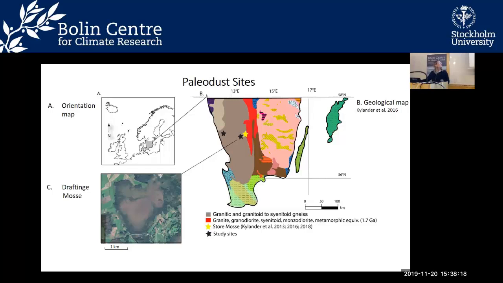And we find peat bogs particularly useful for this kind of reconstruction because they receive atmospheric input and thereby act as an archive for atmospheric dust deposition. The aim of my PhD project is to compare and contrast paleodust deposition within 3 sites. So I work with Draftinge Mosse, but also Hjälsred Mosse, which will be the next step for me. And then I will compare the events from all 3 sites.